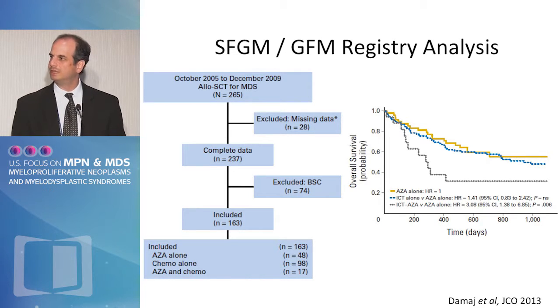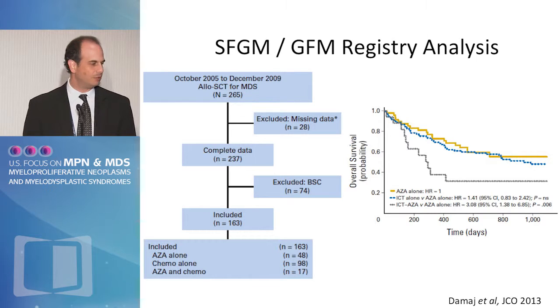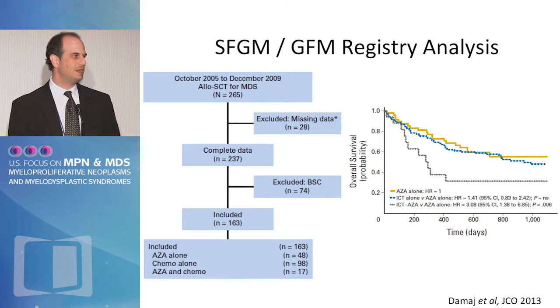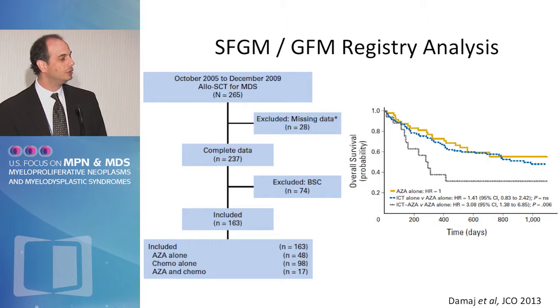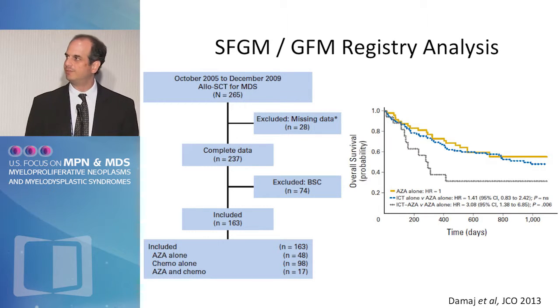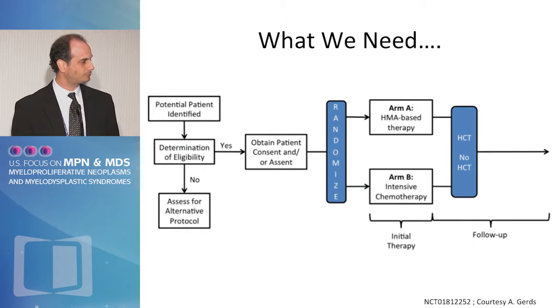But importantly, from this retrospective analysis, again, hypomethylating therapy and chemotherapy were equivalent in patients who underwent transplantation eventually. So very hard to recommend one form of therapy over the other based on all of this retrospective data.